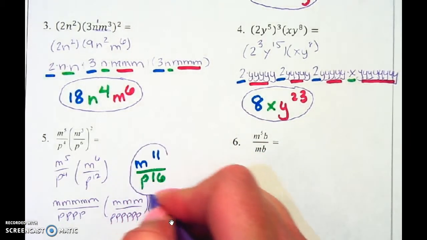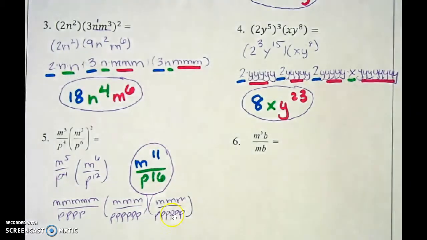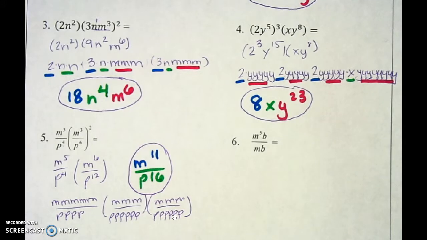I can't do anything further because I don't know what m is and I don't know what p is. So I'm simply combining all my like terms. I had m 5 times and then 6 times after I squared it. On the bottom, we had p 4 times, and then we had 6 of them happening twice to make 12. So altogether, I have m to the 11th, p to the 16th.